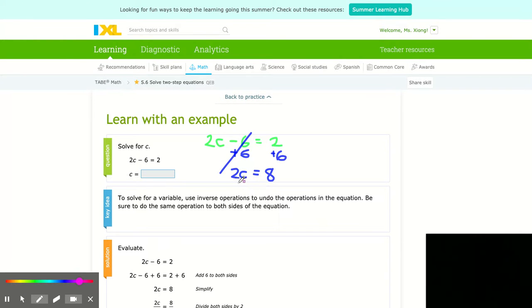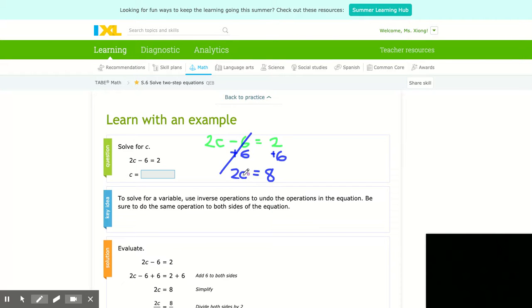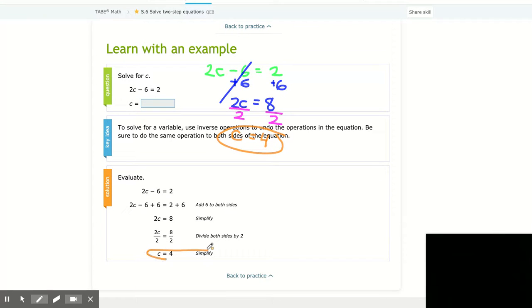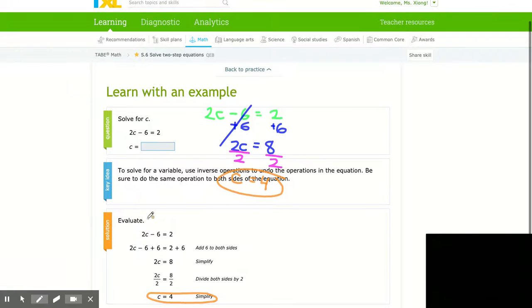So in order to do this, because 2 is being multiplied to c right now, I'm going to do the opposite of multiplying, which is dividing. So divide by 2, and whatever I do on this side, I do to the other side of the equal sign. Now let's try orange. 2 divided by 2 is 1, so now I have 1c, which is just c. 1c and c is the same thing. And that equals 8 divided by 2, which is 4. So that means c should equal 4. If you want to double check, down here, that is the correct answer, 4.